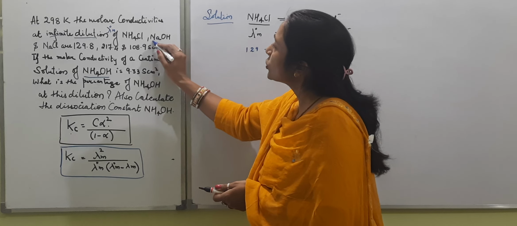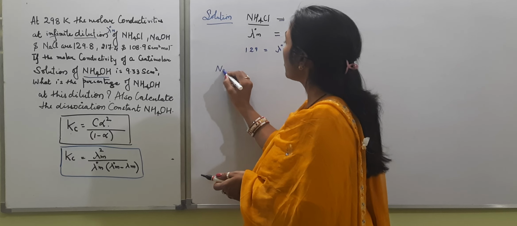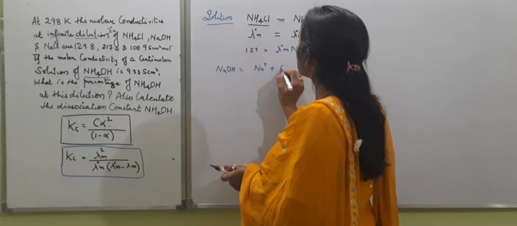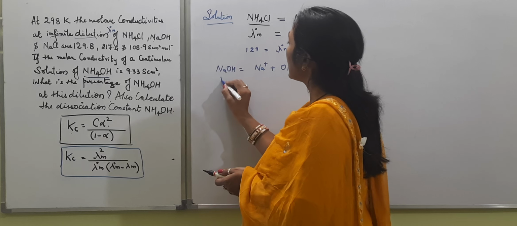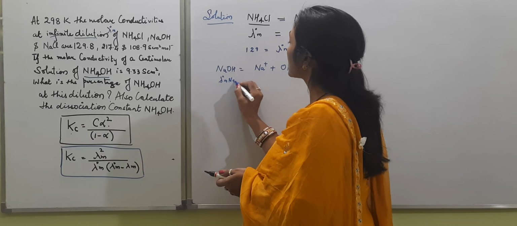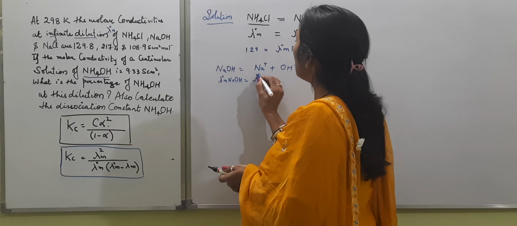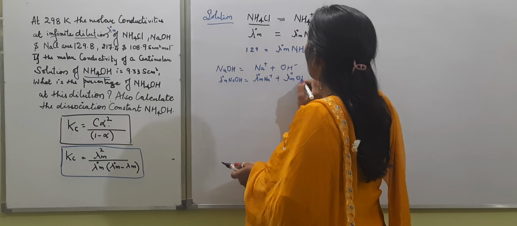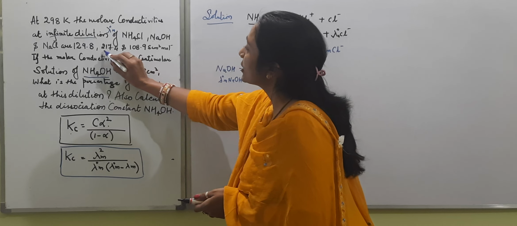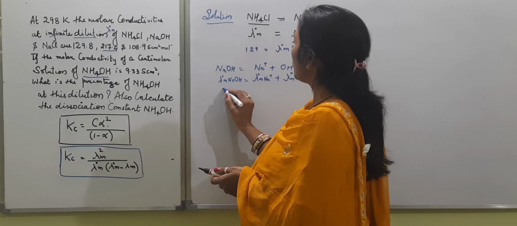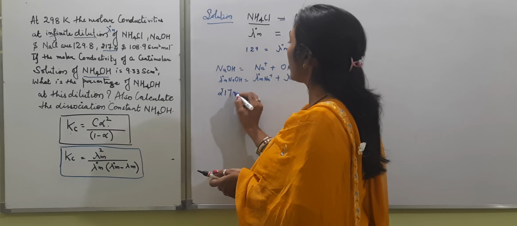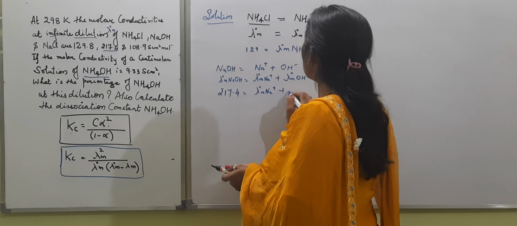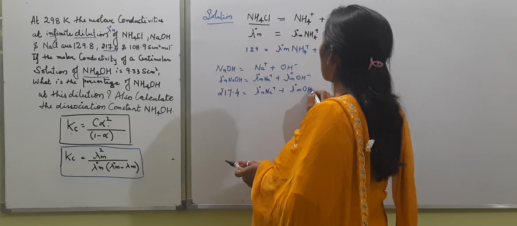And then the next is sodium hydroxide. For sodium hydroxide, we can divide as sodium ion plus hydroxide ion. So we can say the limiting molar conductivity of sodium hydroxide equal to the limiting molar conductivity of sodium ion plus the limiting molar conductivity of hydroxide ion. This value is provided to us, that is 217.4. So here we can say 217.4 equal to limiting molar conductivity of sodium ion plus limiting molar conductivity of hydroxide ion.